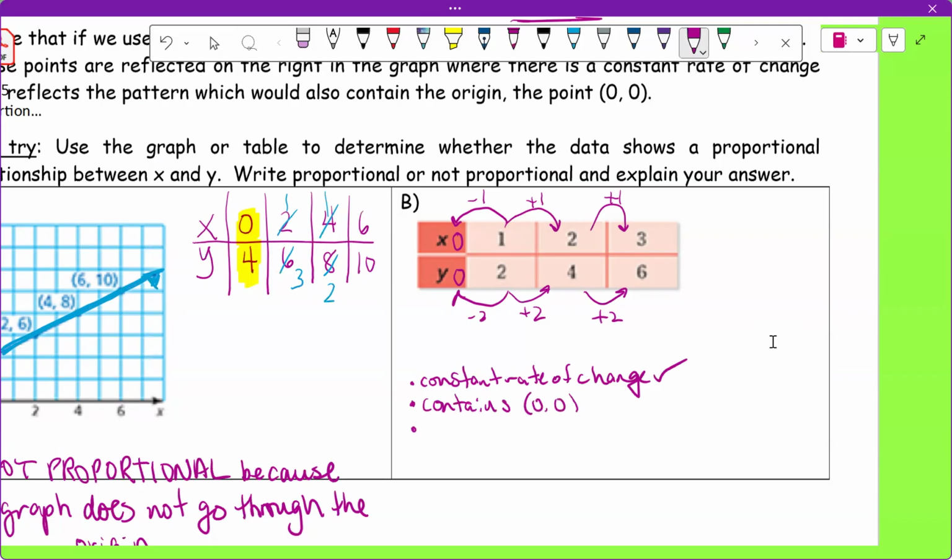And then we want to check our equivalent ratios. So we have 1/2. If we divide, we would have 1/2. And if we divide, we would have 1/2. So do we have equivalent ratios? We do. Equivalent ratios. So it meets all the qualifications to be proportional.